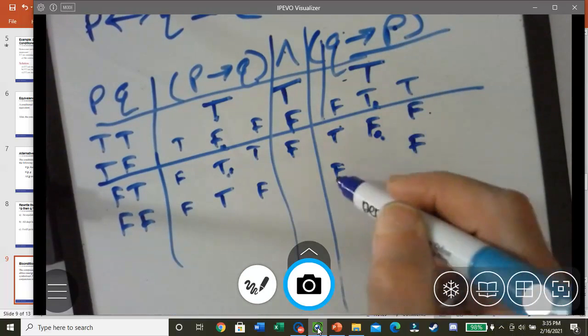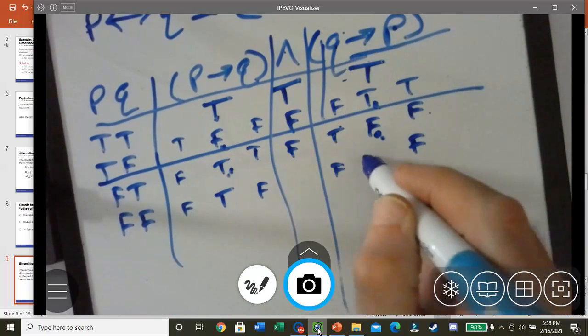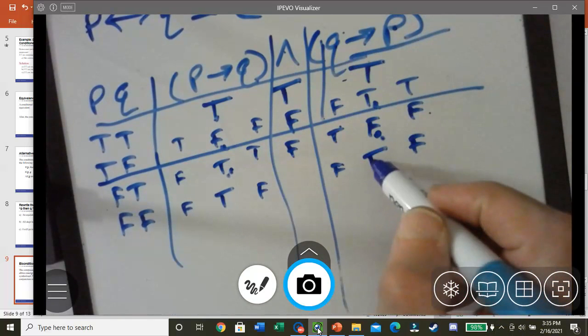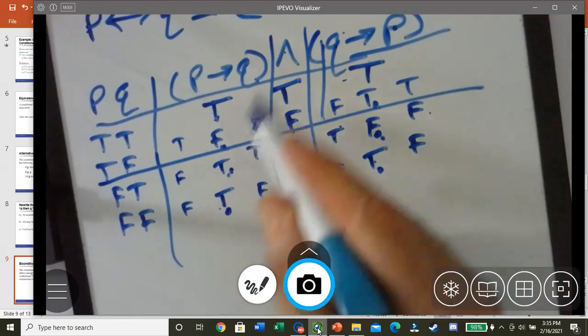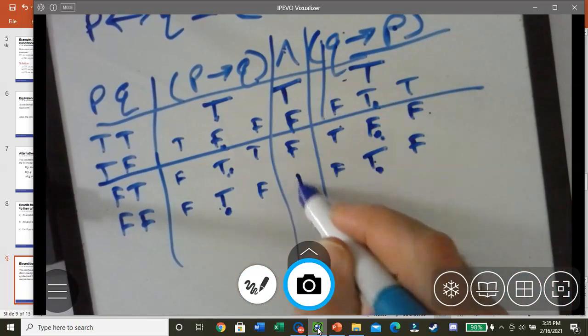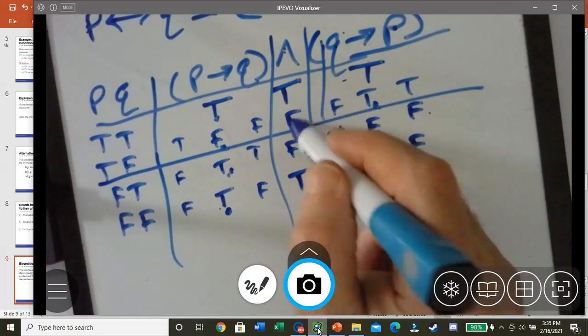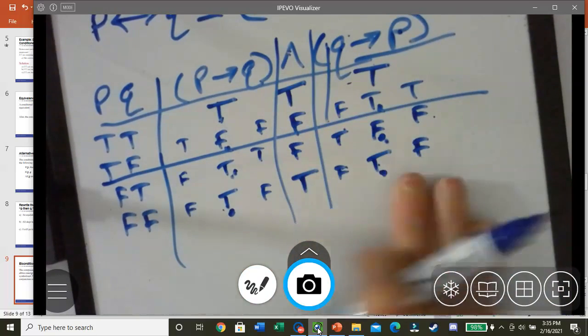also. If false, then false is true. So if, and true is true. So true, false, false, true is the biconditional.